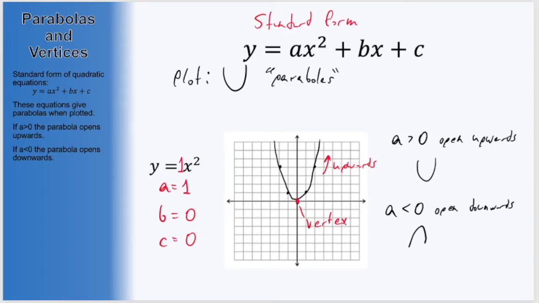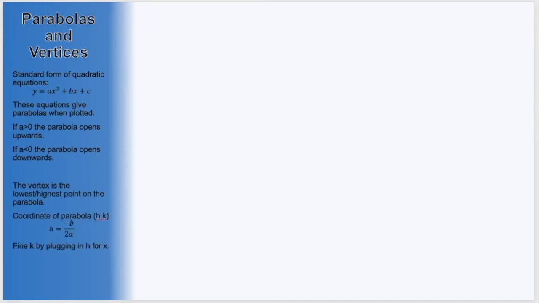In both of these cases, that little tip of the U is always what's referred to as the vertex. So depending on which direction our parabola opens up in, our vertex is always either the lowest or highest point. For parabolas that open upwards, the vertex is always the minimum, while for parabolas that open downwards, the vertex is always the maximum. Let's go into a bit more depth on the vertex.